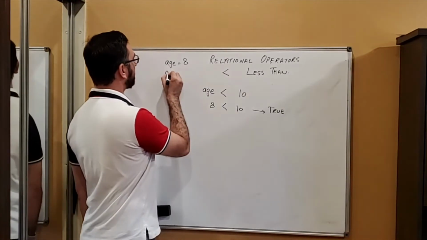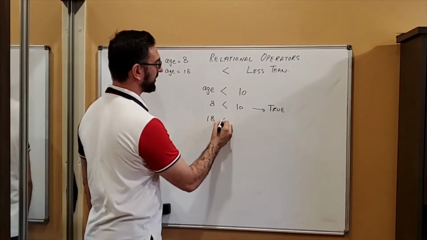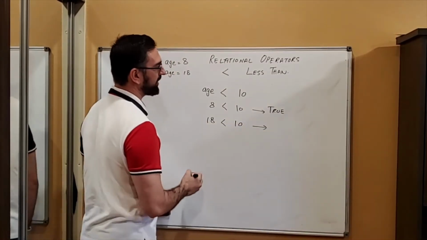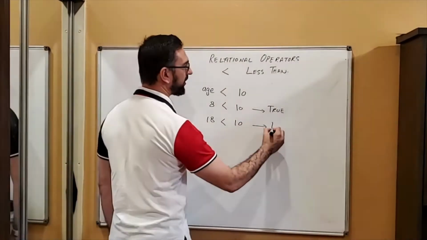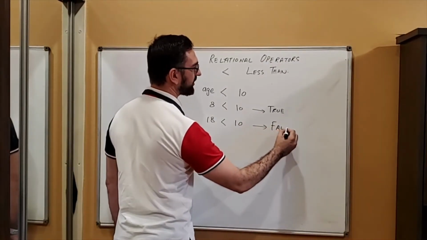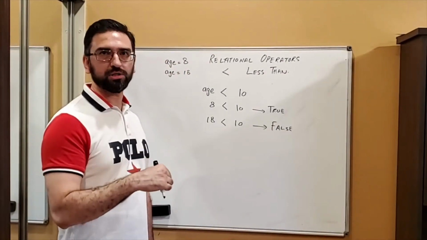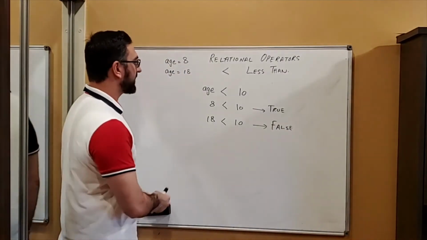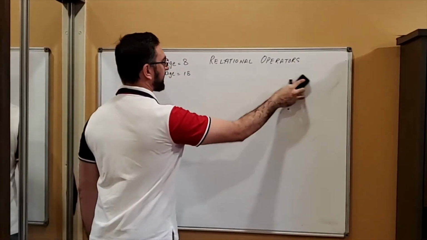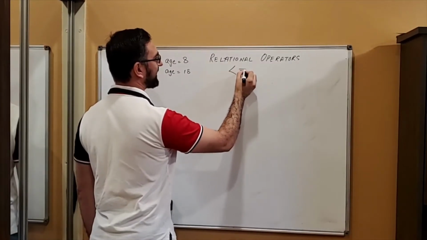But if the age equals 18, then it will replace it with 18, which will be compared with 10. And this turns out to be false, right? 18 is not less than 10. So this turns out to be false, and the person will not be allowed to ride the toddler roller coaster. Now, similarly, there is another one which is called less than or equal to.